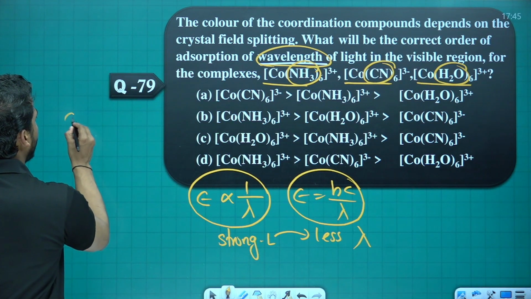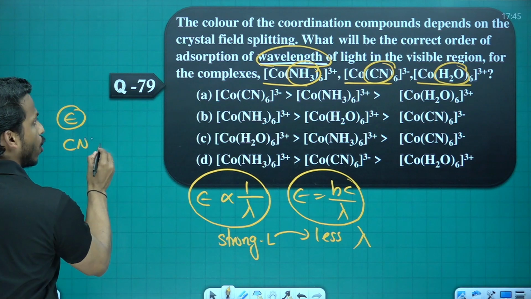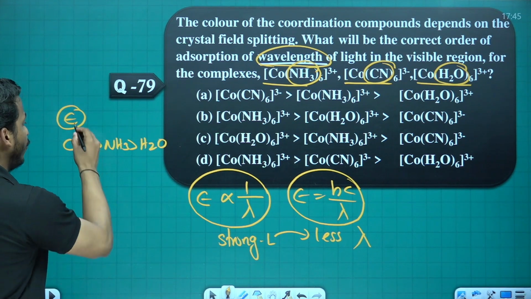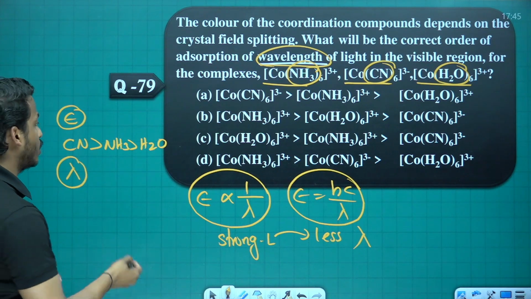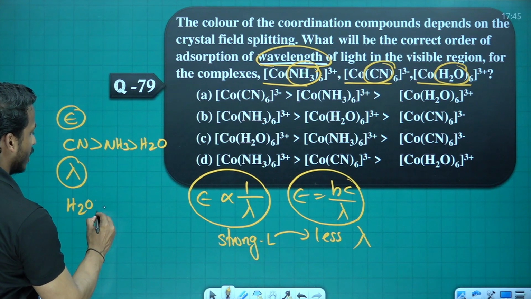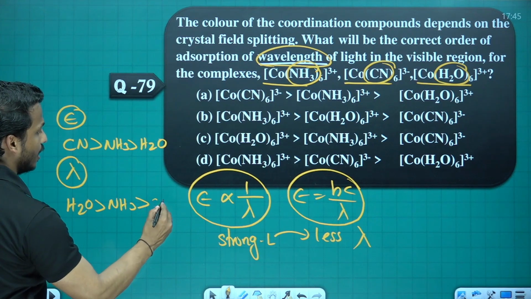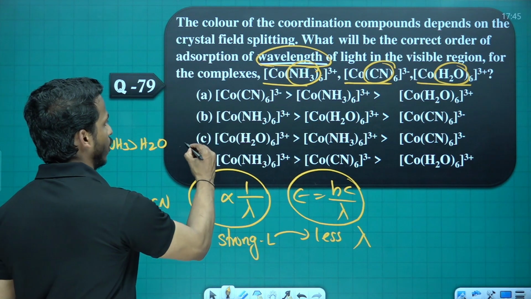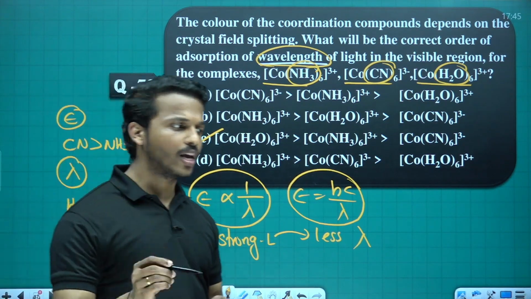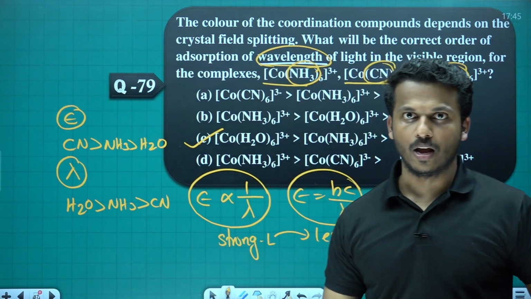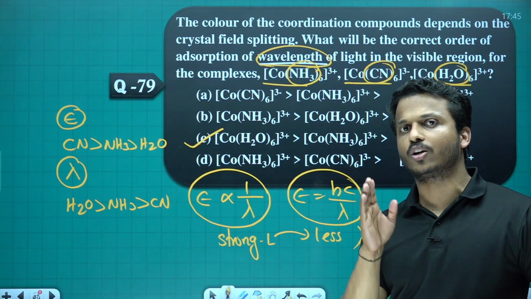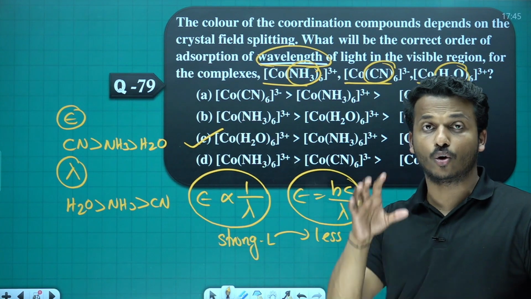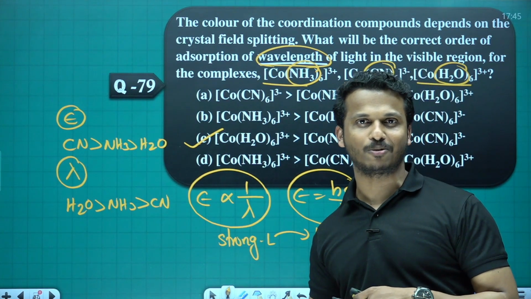So for the energy order, cyanide is strong, then amine, then H2O is a weak ligand. So if you want the wavelength, it is the opposite order: aqua comes first, then amine, then only CN comes. So where is this, my dear? H2O, NH3, CN, option C. So if they ask you the wavelength, remember wavelength is inversely proportional to the energy. Careful. So stronger the ligand, that is the spectrochemical series we have to know.